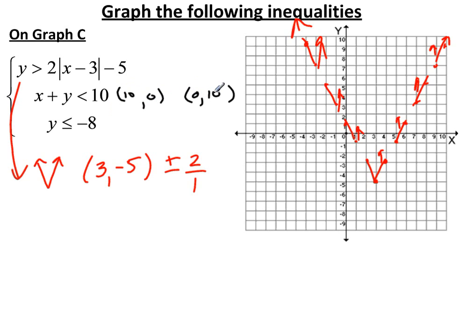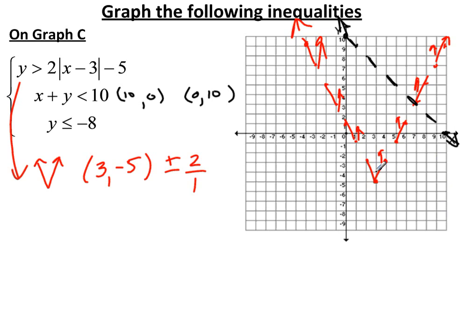Y-intercept is going to be 0, 10. So if I go to 10, 0 and 0, 10, this has a slope of 1. So I'm just going to go on the diagonal, and this is also going to be a dash. So I'm just going to put dashes on the diagonal between those. Okay. Now, if I put the test point 0, 0 in here, I'm going to get a true statement, which means I need to shade below this black line.